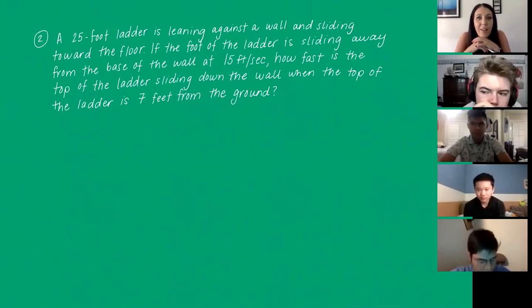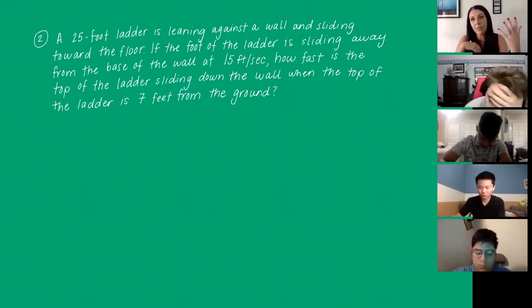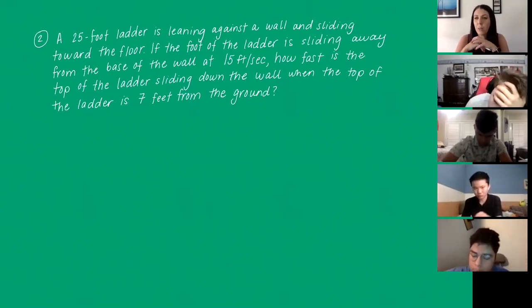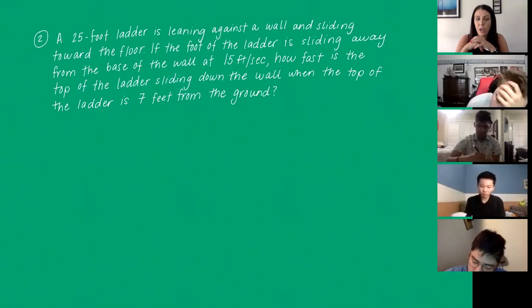Okay, if the foot of the ladder is sliding away from the base of the wall at 15 feet per second, how fast is the top of the ladder sliding down the wall when the top of the ladder is 7 feet from the ground? What a mouthful. I would write on your notes, the ladder problem, just because there are so many kinds of ladder problems and they're very similar and they're very common. And you can look up a bunch of videos on YouTube for some extra help on these.